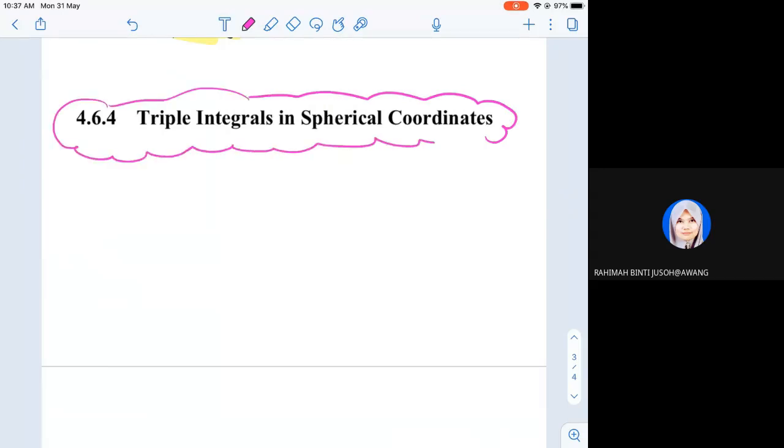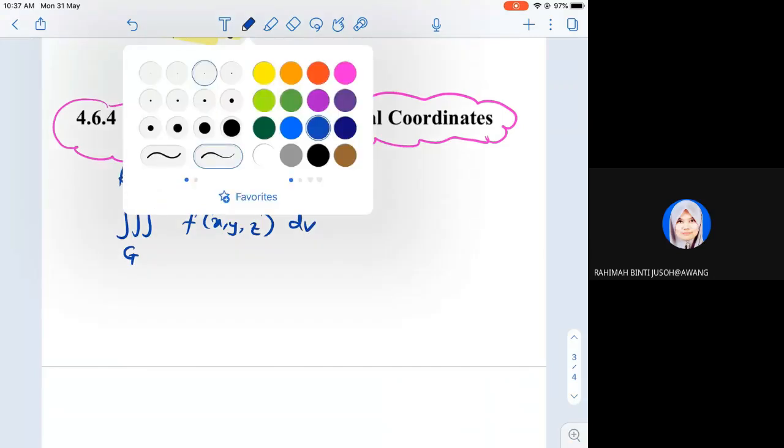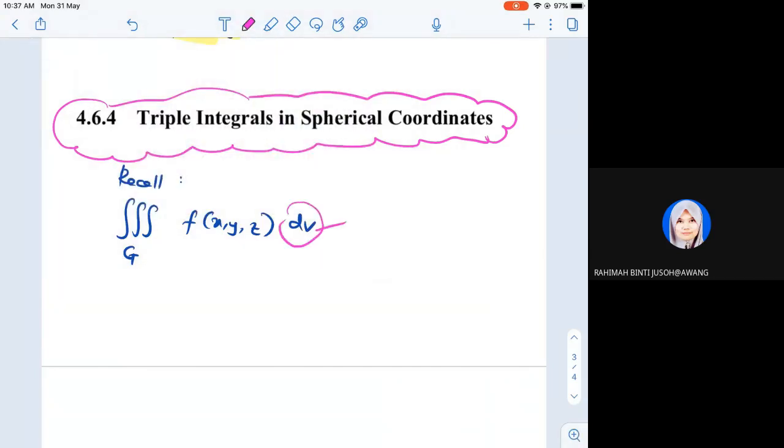Again, let us recall what we already learned last week. We have triple integrals with region G for 3D, and we also have f(x, y, z). This is for rectangular coordinates, dV. For rectangular coordinates dV, we have 3 terms: dz, dy, dx, or dz, dx, dy lah. Okay, 3 terms.